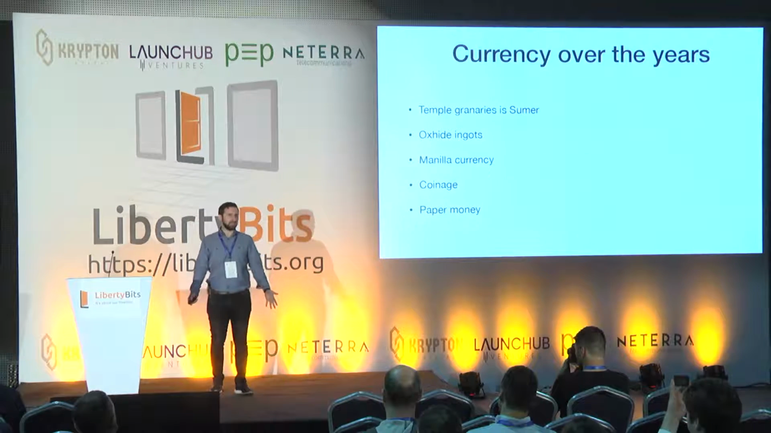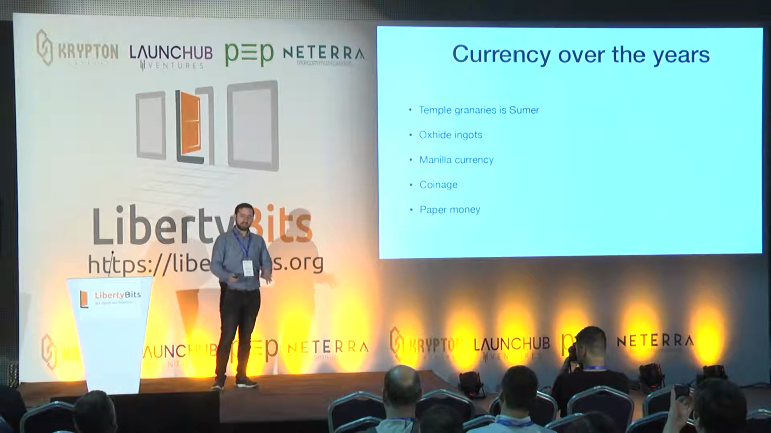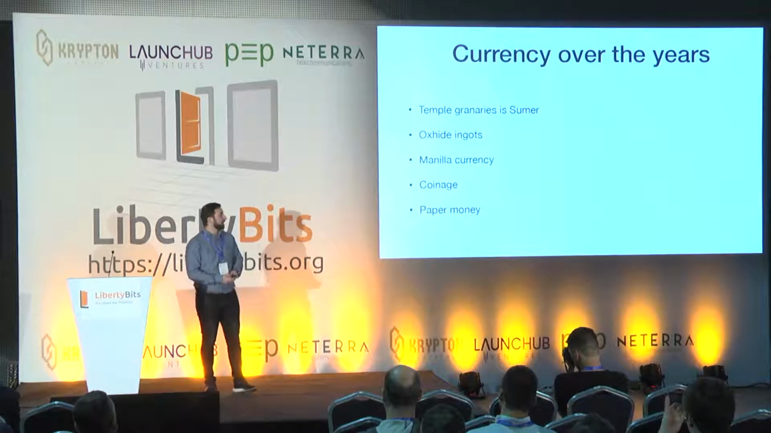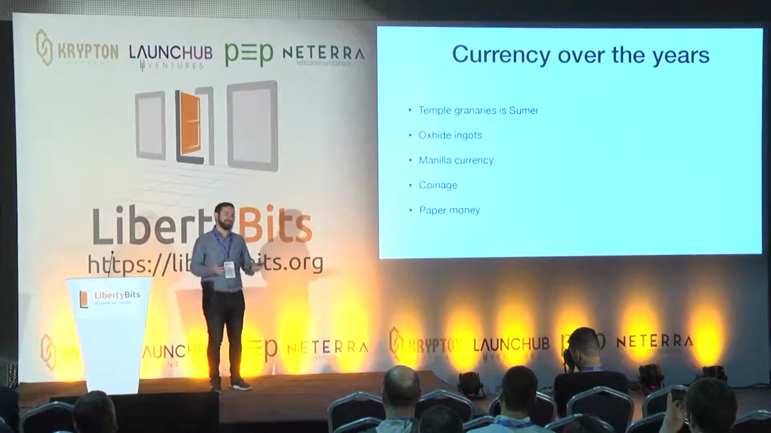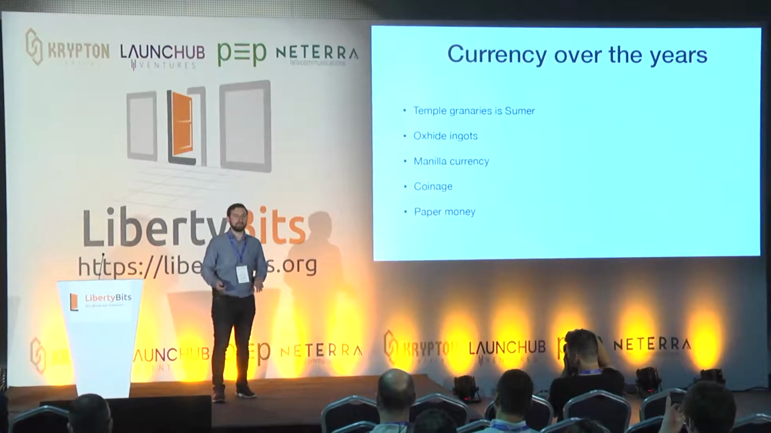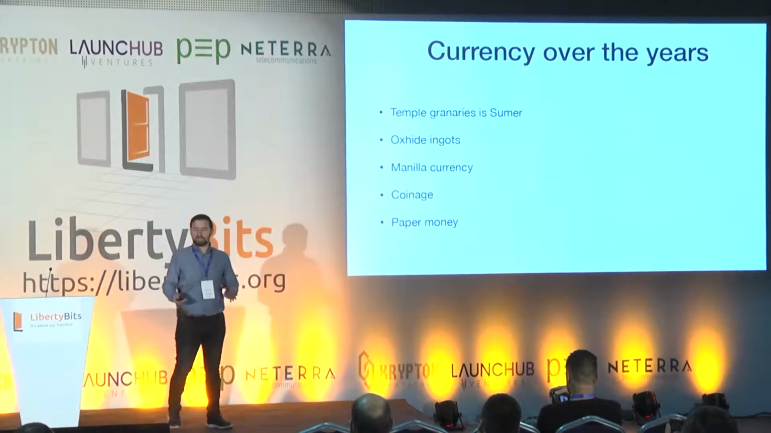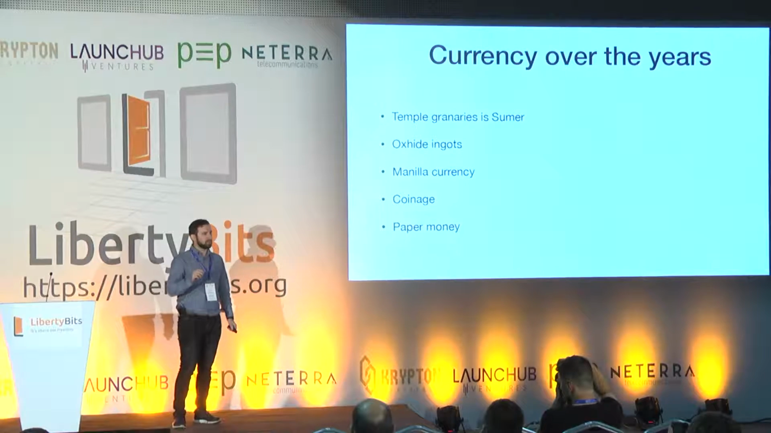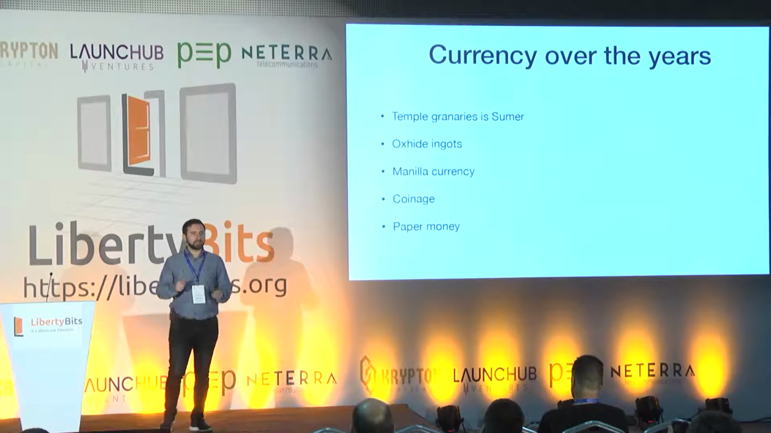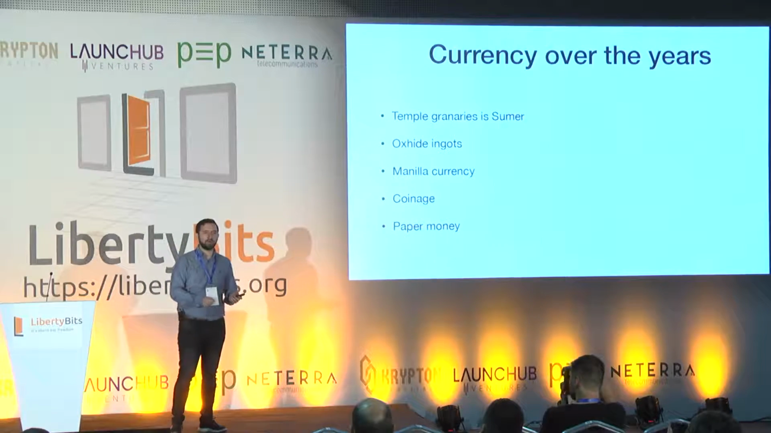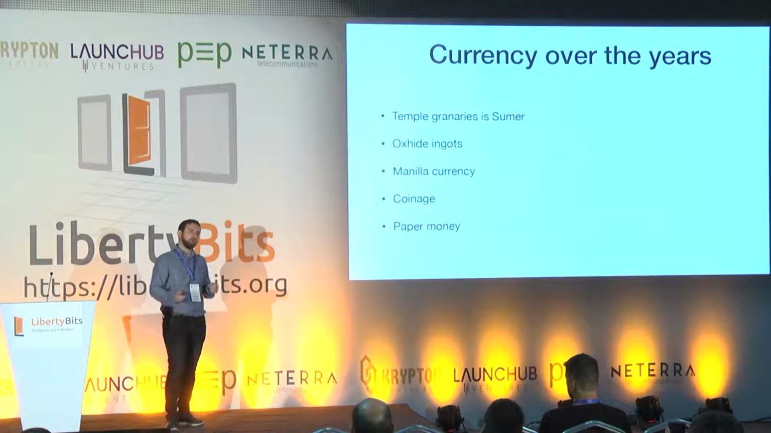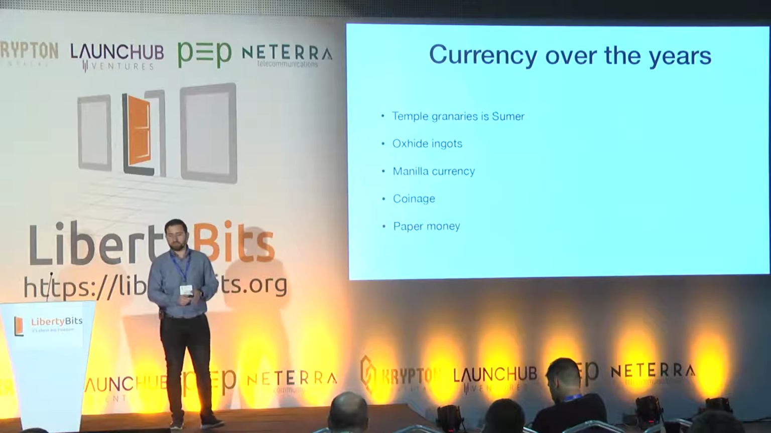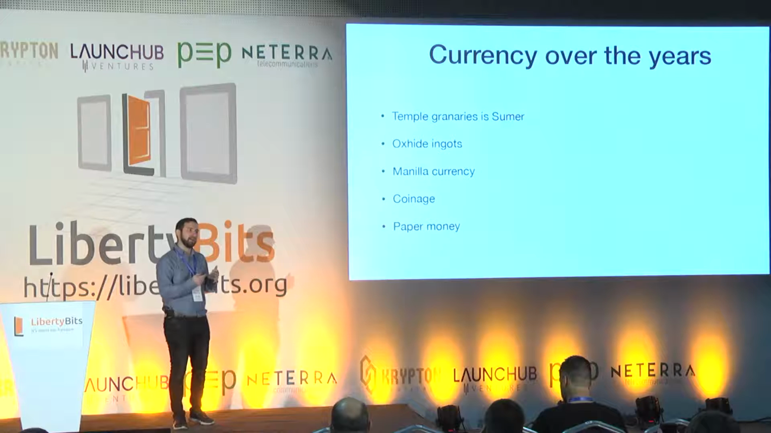But let's see what currency looked like over the years. Let's start with the first currency marked in history: the temple granaries in Sumer. For example, you are living in Sumer and you have a lot of grain and you want to put it somewhere. They tell you that if you put your grain in the temple, you're going to take a note with the amount of grain that you have. Then with this note, you can go again to the temple and get your grain back. You can also exchange these notes and take other goods if you want. This is the first form of currency in history because you can use it to buy other things.